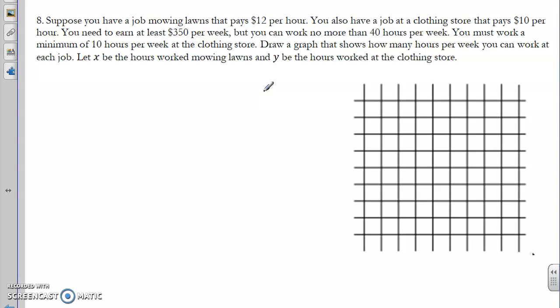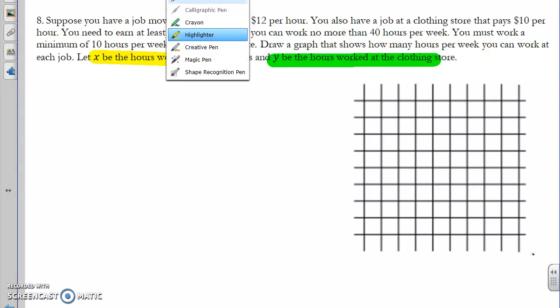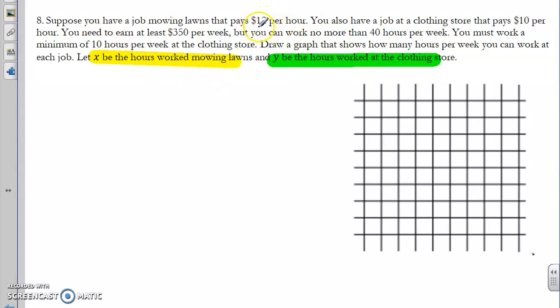So first thing is, I need to write one inequality about the money that I make. So they already told us that they want the X to be mowing lawns, and they want the Y to be working at the clothing store. So here we go. If I get $12 an hour mowing lawns, that would be 12X. If I get $10 for working at the clothing store, that would be 10Y. But I need to earn at least. At least is greater than or equal to $350.